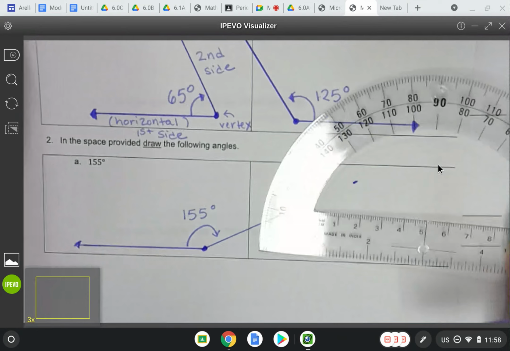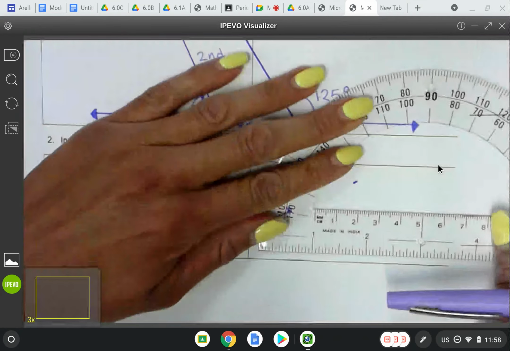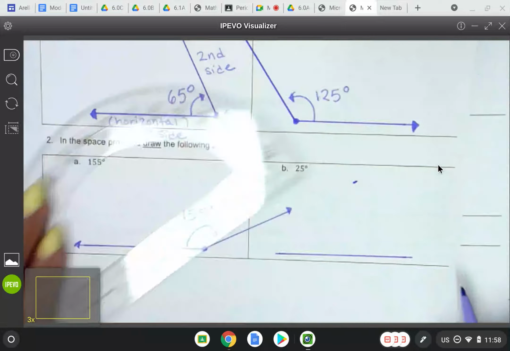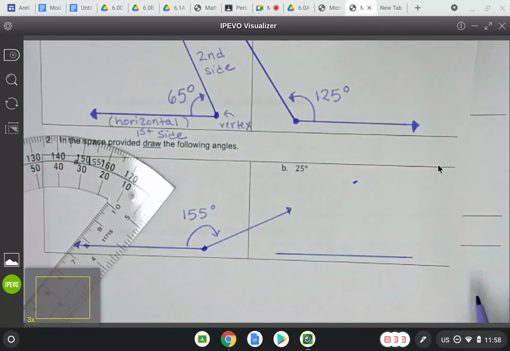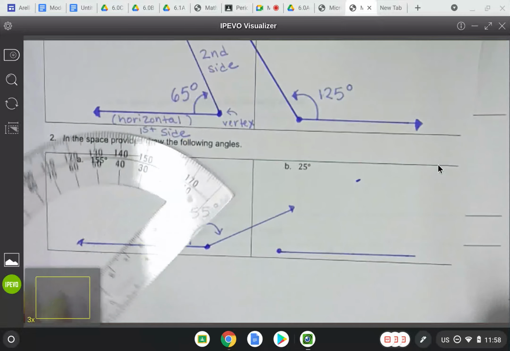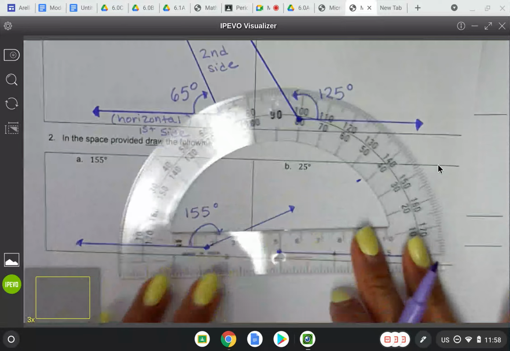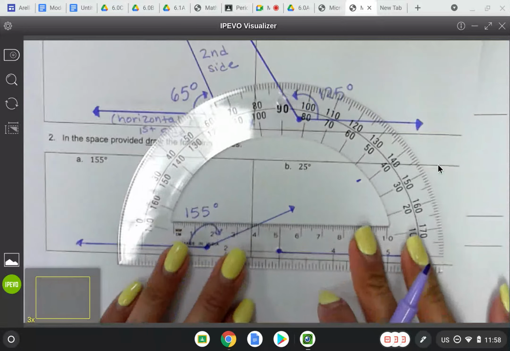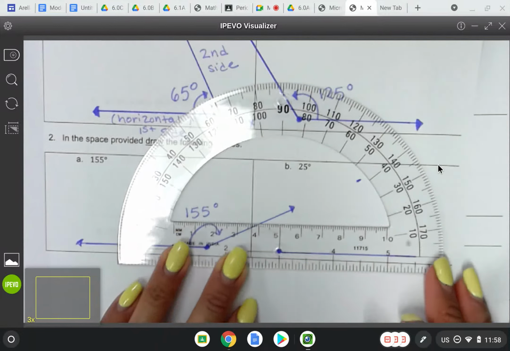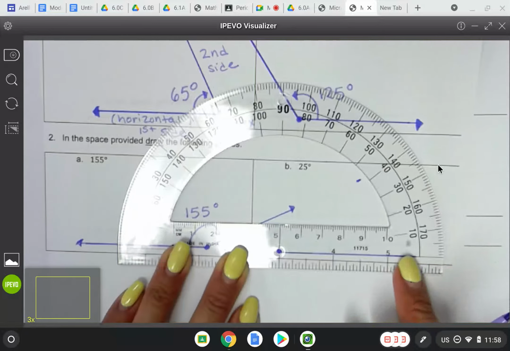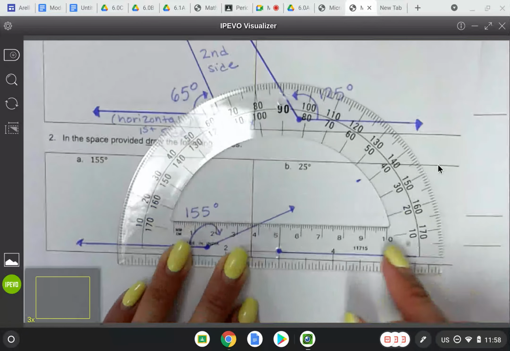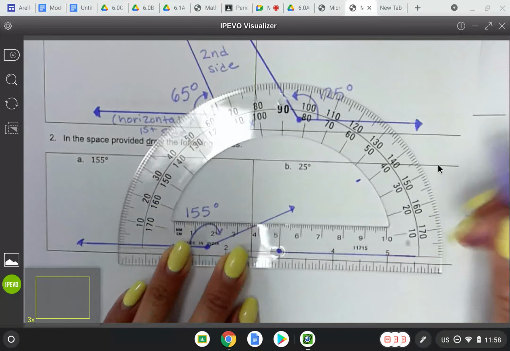Okay, part B. Draw a horizontal line. Okay, I'm going to use the left side as my vertex this time. And then I line up my protractor with my vertex and my horizontal with 0 degrees. And 0 degrees would be using the bottom row of the numbers on the protractor, or degrees, and I go all the way to 25 degrees.